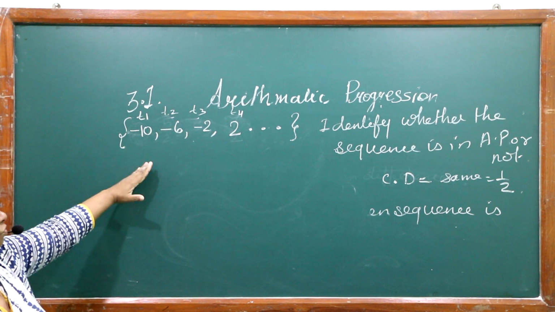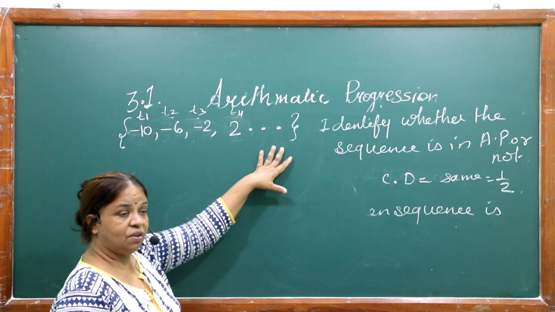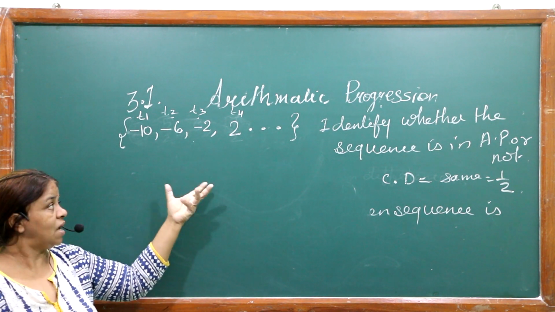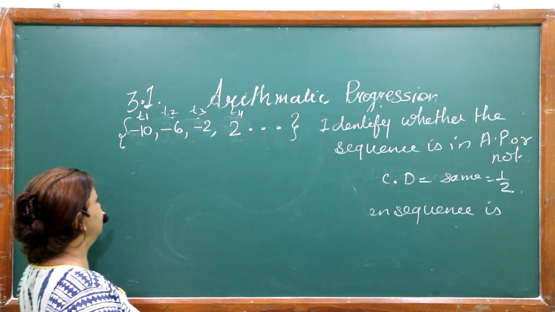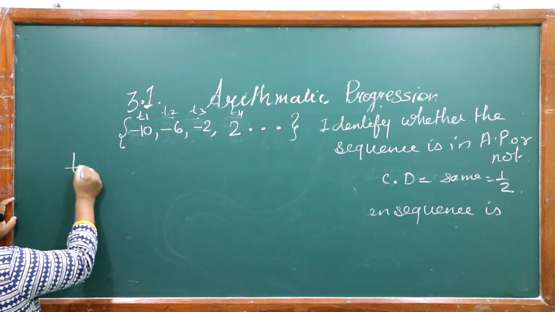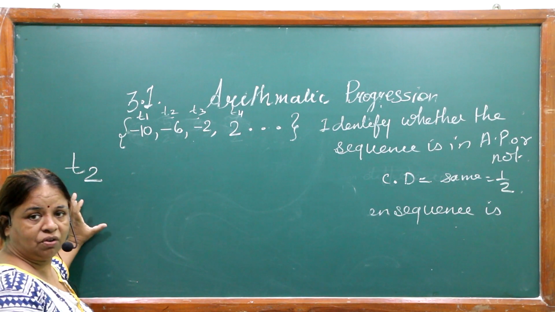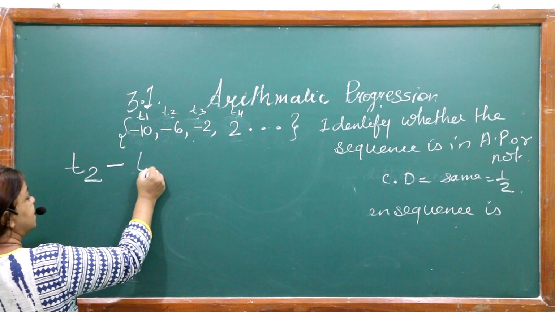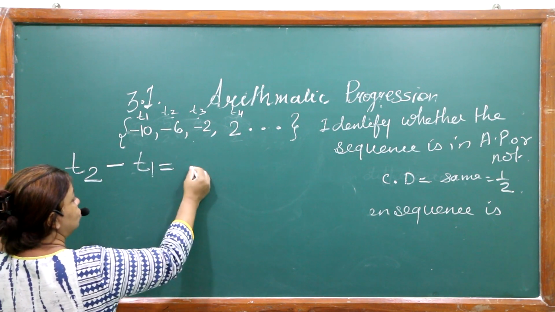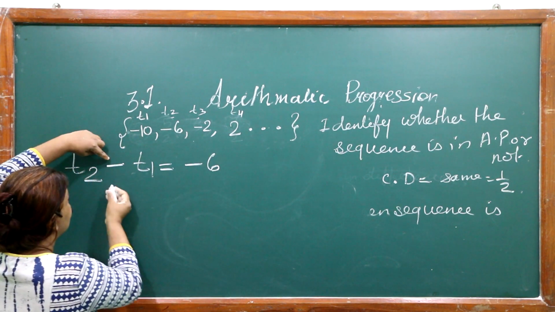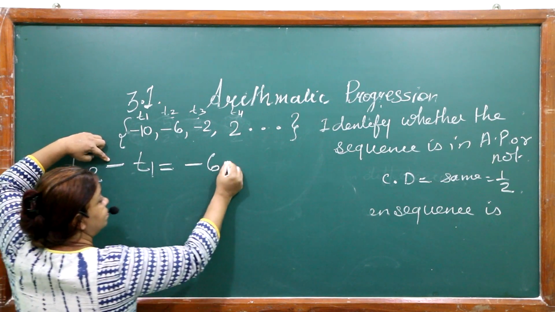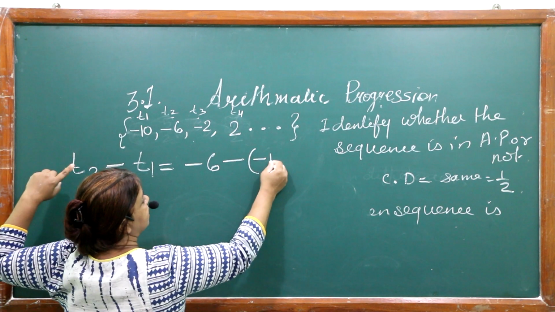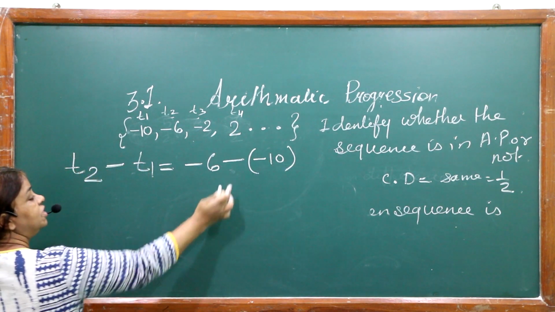So I want to find out whether it is an AP or not. Looking at the minus, children must be scared: oh, minus is there, how will we do it? It's not like that. It's very simple and easy. See, let me write it bigger, so in the video it will be clearly visible. T2 minus T1. What is T2? Minus 6. Now see, this minus I am writing. And T1, what is T1? Minus 10.